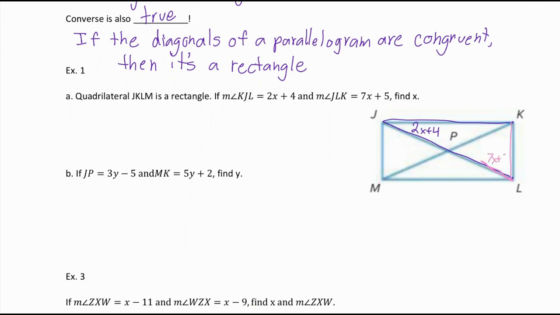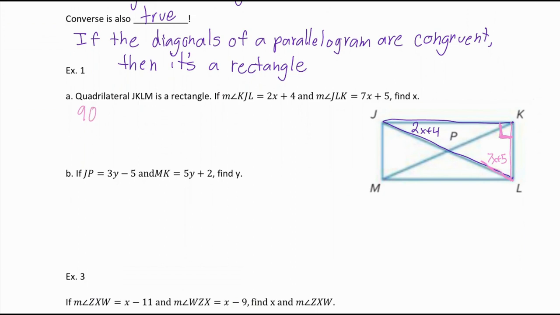But what is JKL if this is a rectangle? The angle JKL is 90. It's 90, so then I have a triangle, and what do the three angles of a triangle add to? 180.